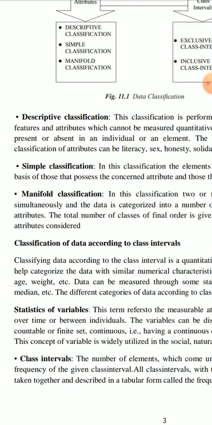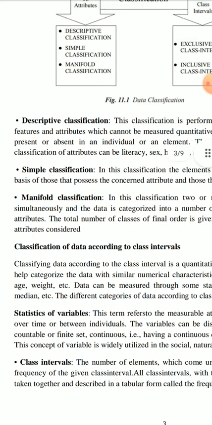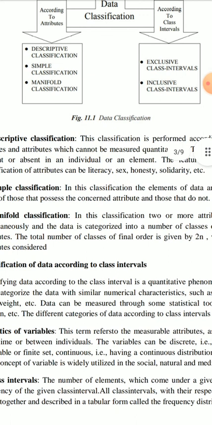So, attribute data can be classified in three parts. Now, come to the next point, according to the class interval. For this purpose, suppose you take the data class interval from 0 to 5, second is 5 to 10, third is 10 to 15, fourth is 15 to 20, fifth is 20 to 25.